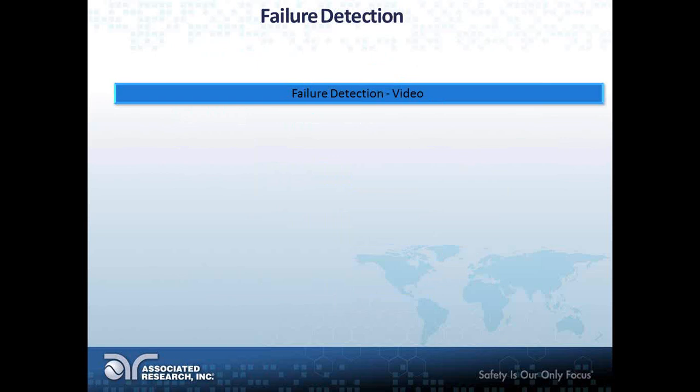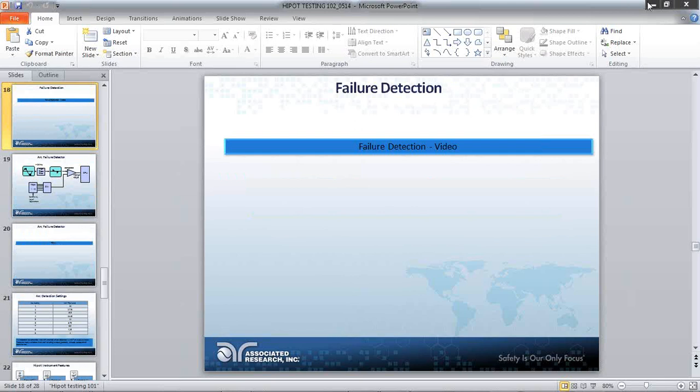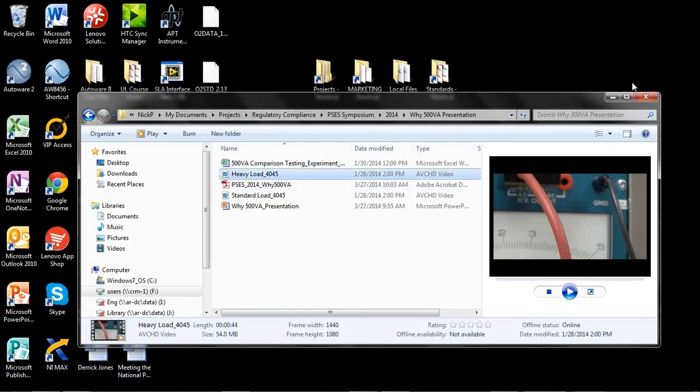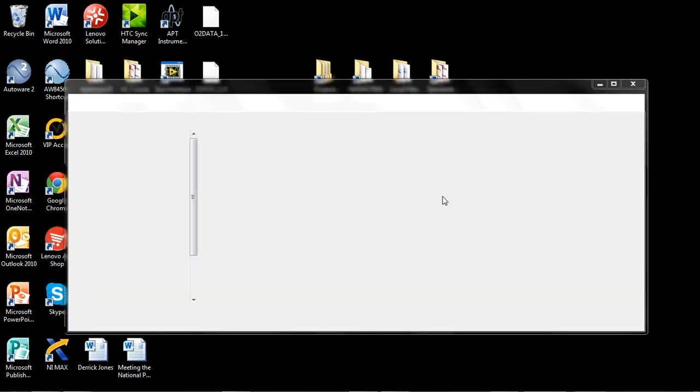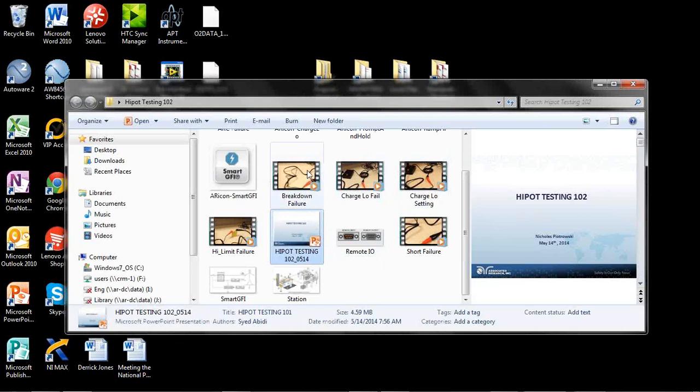So let's look at a couple examples of failure detection, because I just threw a lot of information out there at you guys, and I want to make sure that you understand the difference of what I'm talking about. So let's first look at a breakdown failure.